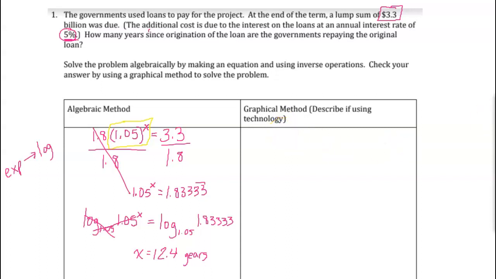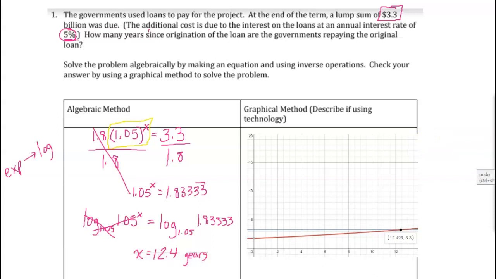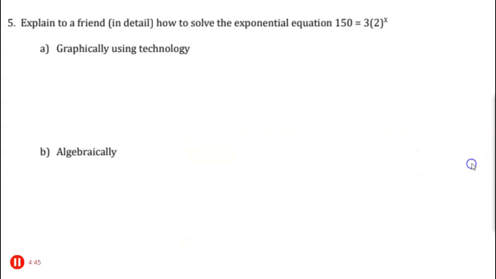Don't forget that if we're going to graph something, we want to take one side of the equation and graph it. So I want to graph 1.8 times 1.05 to the x power, and then I want to graph the line y equals 3.3. So here's my exponential, 1.8 times 1.05 to the x, and then here is my straight line, so that's the 3.3, and it looks like they do in fact intersect at 12.4. So 12.4 years is how long it took us to pay off this particular loan.